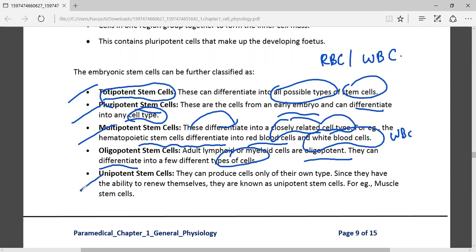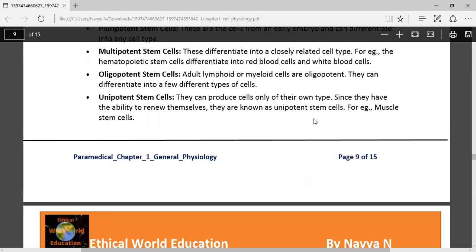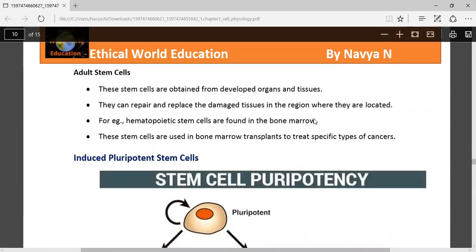Another type is the unipotent stem cells. What do they do? They produce cells only of their own type, and since they have a strong ability to renew themselves, they are known as unipotent stem cells. For example, the muscle stem cells. Those are the examples, and let us look at the other stem cells.